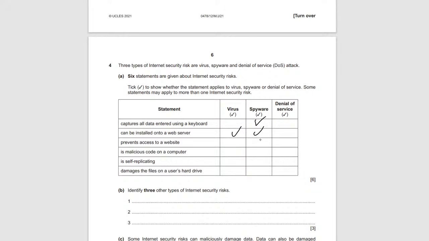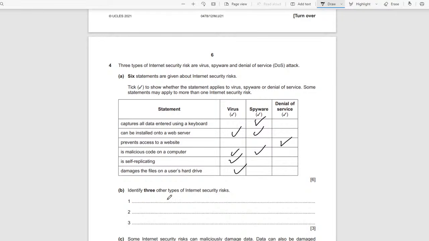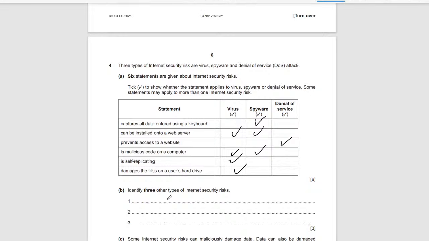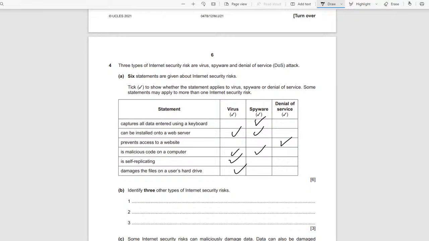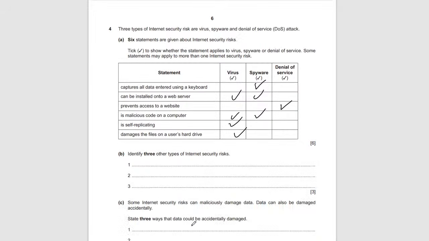Prevents access to a website. That is a denial of service attack. Malicious code is virus and spyware. Okay, can't be denial of service actually. Self-replicating, we know that's only virus, and damages the files on the user's hard drive. That is the virus, because the spyware just basically monitors the key presses. Okay, so that is that, and that is going to give you your 6 marks.